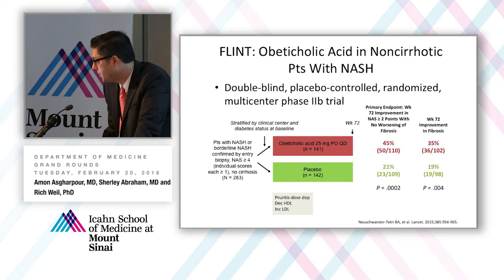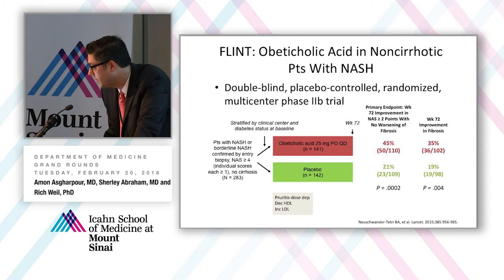Again, you can see that there were improvements of 45%, but even the placebo had improvements of 21%. But there was also a fibrosis signature here, so there were improvements not just in the histological features of ballooning and inflammation, but also in fibrosis. But again, the placebo effect is about 20%.